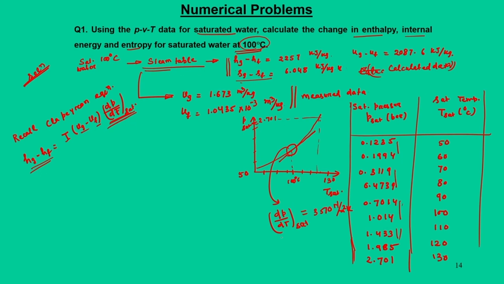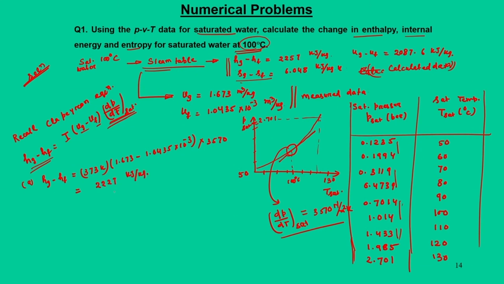Now once I know this, we can do the calculation. So Hg minus Hf would be T, which is 373 Kelvin, times Vg minus Vf, that is 1.673 minus 1.0435 into 10 to the power minus 3, times this value 3570. So we get this number, 2227.